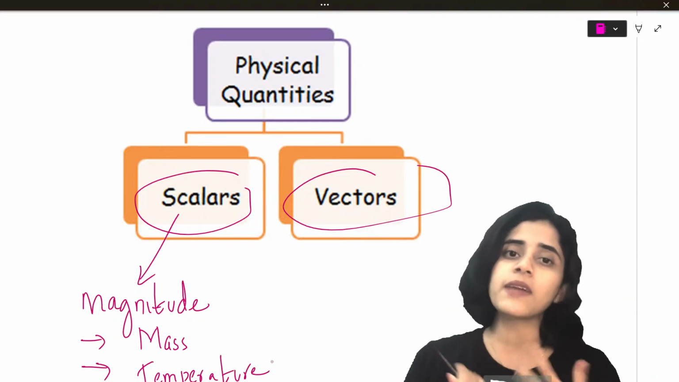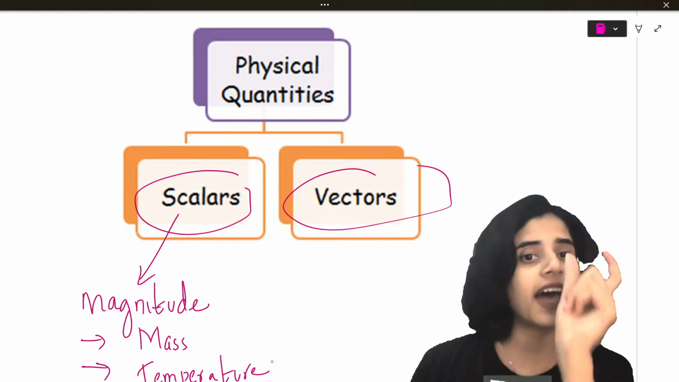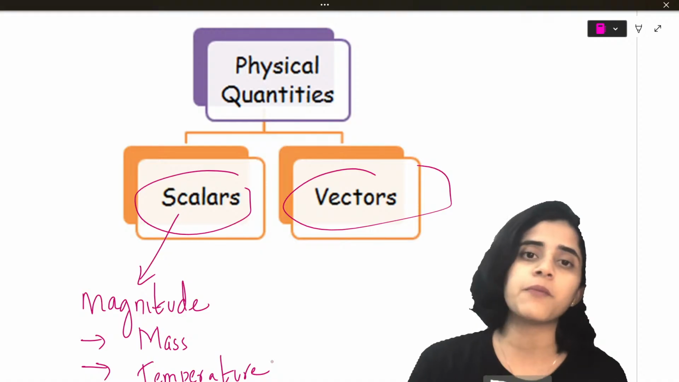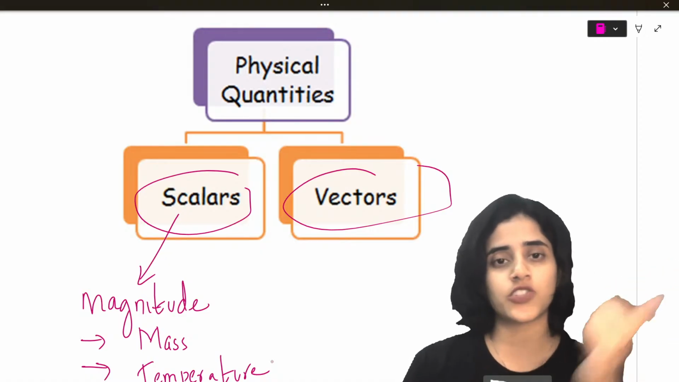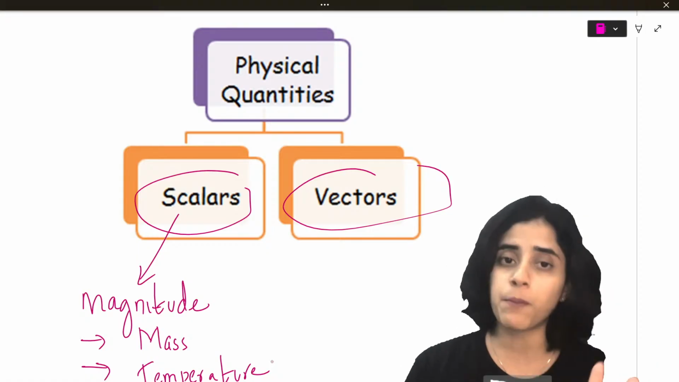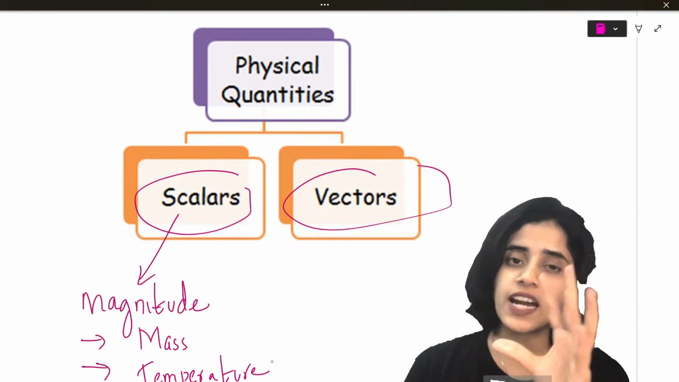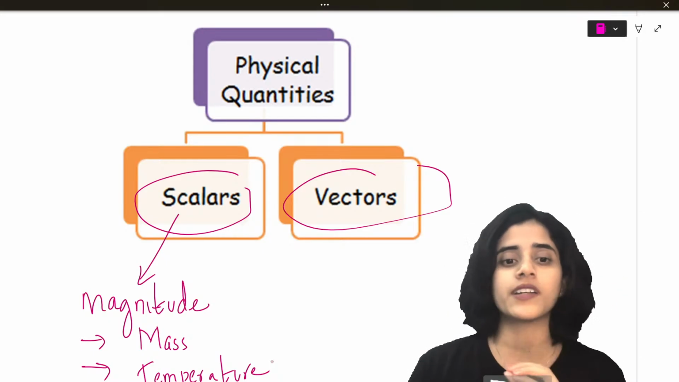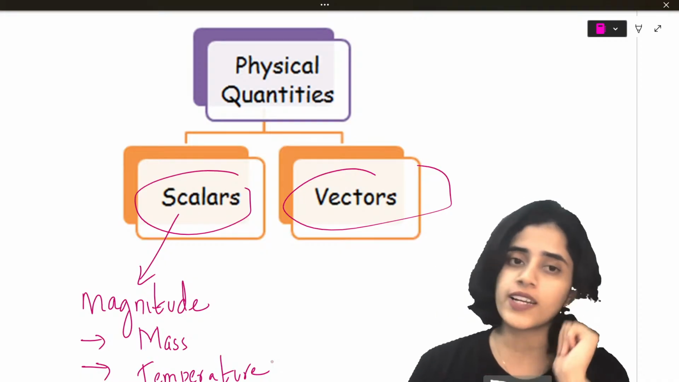Another example of a scalar quantity is temperature. I will say my body temperature is 28 degrees Celsius. I will only say the value. I will not say 28 degrees Celsius in the north direction, or in the south direction, or in the west direction. Only the value is important. So such quantities are called scalar quantities. Only magnitude.